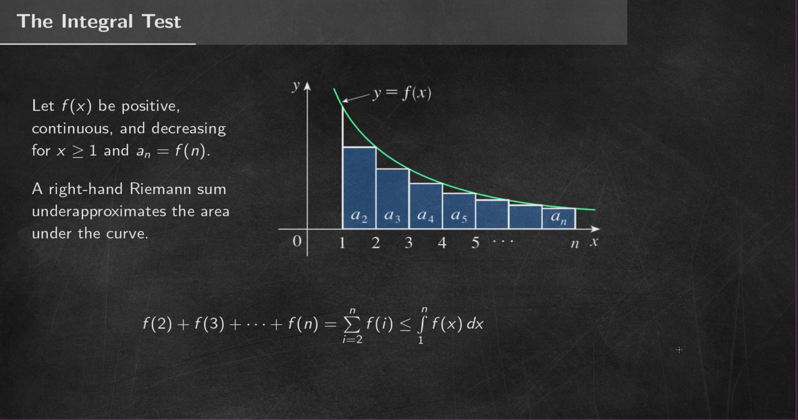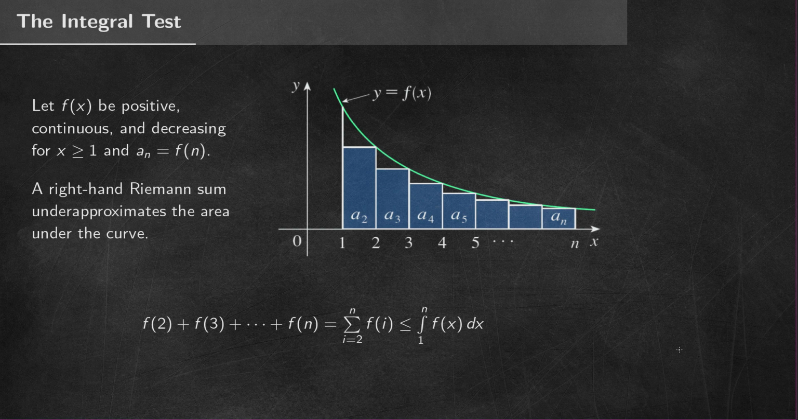So we've looked at the nth term test for divergence. Next, we're going to look at the integral test. Suppose we have a function f of x that's positive, so it's above the x-axis, it's continuous, and it's decreasing for all x greater than or equal to 1. And a sub n is the function f of n.